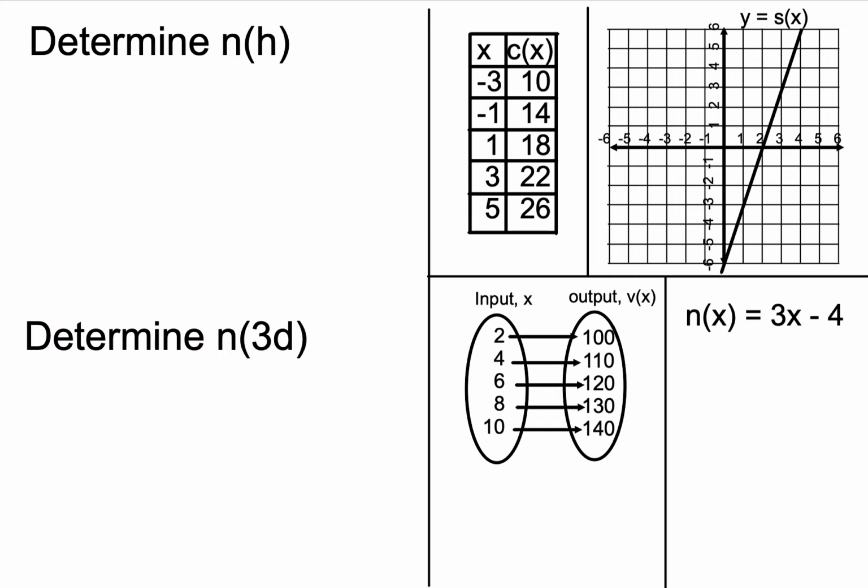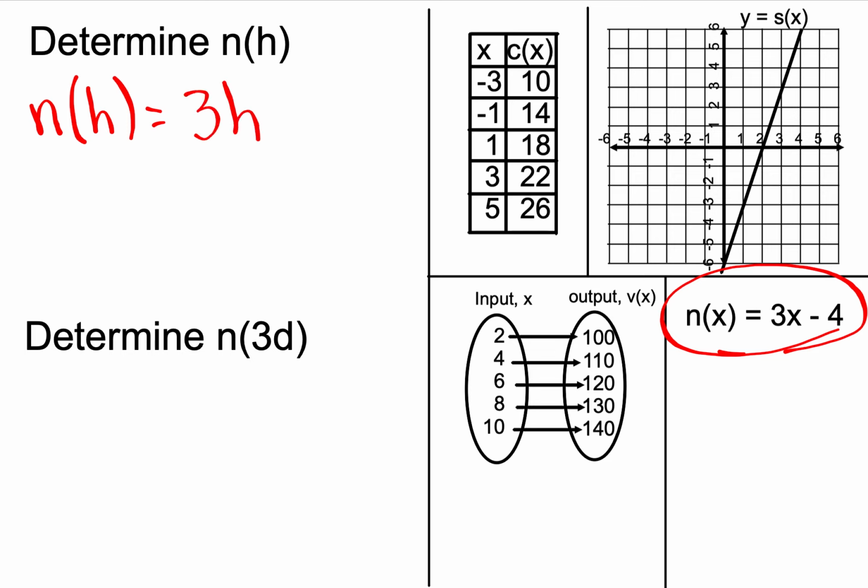All right, let's determine N of h. Now this is N of x. This is actually just a variable change thing. We're going to replace x with h. So N of h is going to be 3 times h minus 4. And there's nothing more we can do to it than that. That's just a variable change.